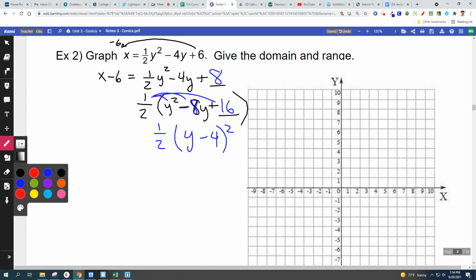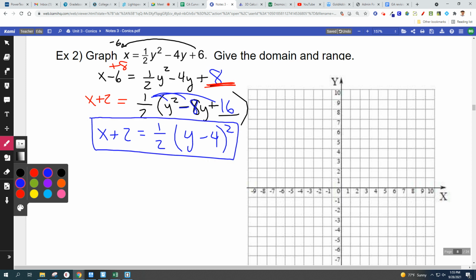And so that's fine. If I'm going to add 8 out of nowhere, let's just add 8 to the other side as well. I'm going to add 8 to both sides. If I add 8 to both sides, now I'm balanced. And so the left side, x minus 6 plus 8, that's x plus 2. Okay, fine. I've got x plus 2 equals 1/2 (y minus 4) quantity squared. That's the equation of my parabola.